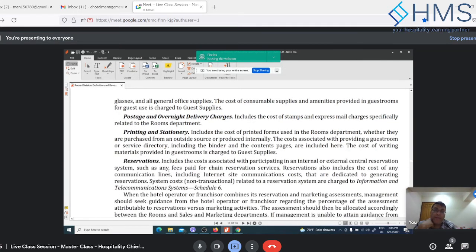Okay. And then you have printing and stationery, which is the printing and stationery used by the rooms division in the offices. The printing and stationery will not include the items which are consumed by the guests, like the notepads or the pencil. Those are your operating supplies, or sorry, the guest supplies, not a part of your printing and stationery. The printing and stationery is only for the office use, where you are using inside the offices, or as a service directory, which includes the binder, the content page, because they are not consumed by the guest, they are just used by the guest.